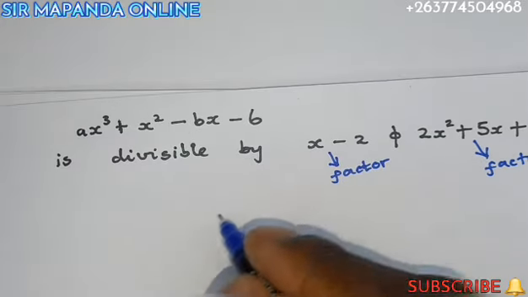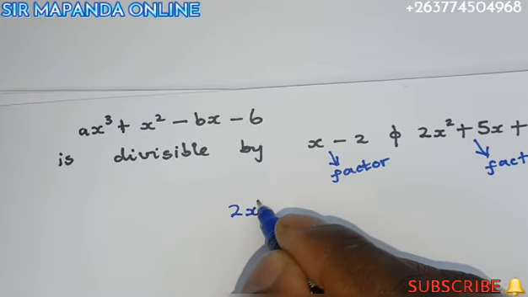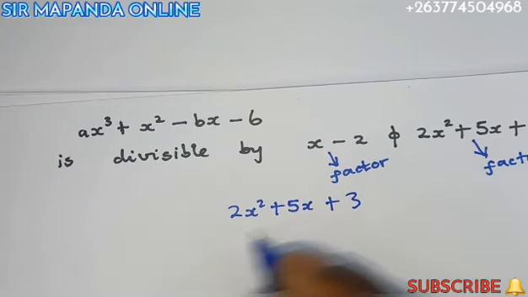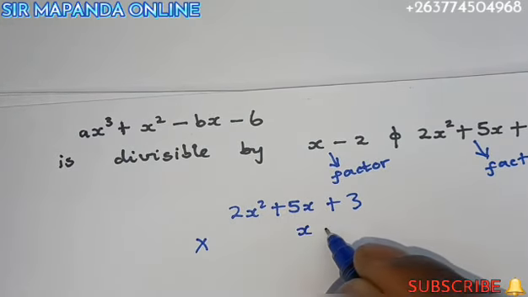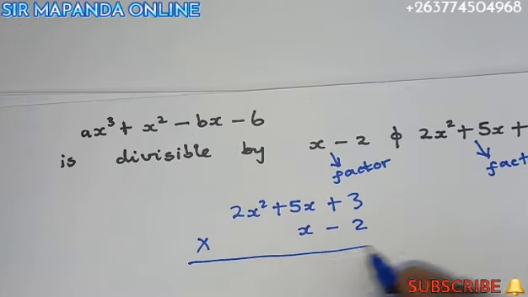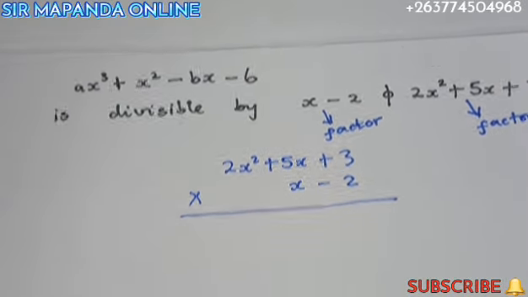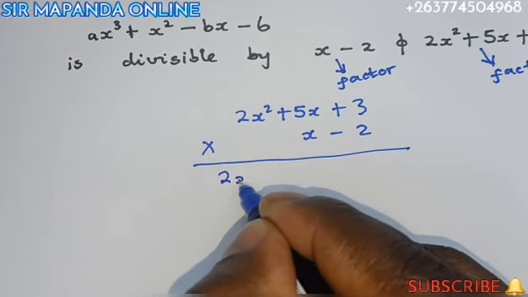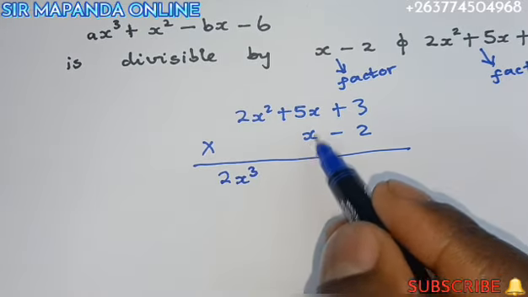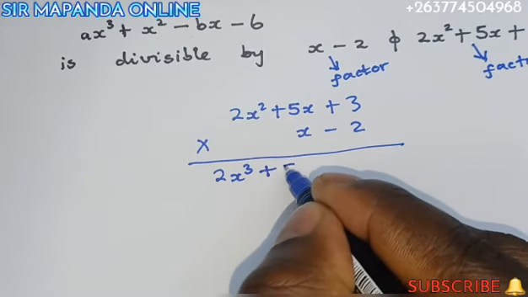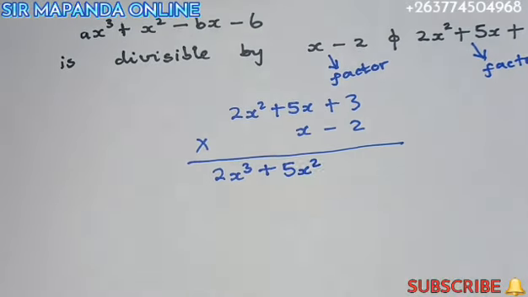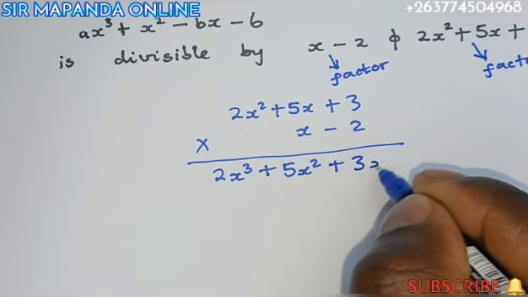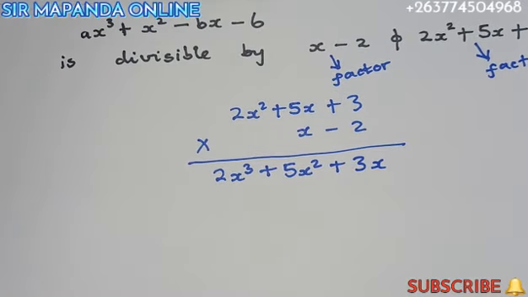We can make use of the vertical approach. 2x squared plus 5x plus 3. We want to multiply it with x minus 2 using the vertical approach. Right, so you are saying x times 2x squared, you get 2x cubed. Then x times 5x, you get 5x squared. Then x times 3, it gives you 3x. I hope you are following.